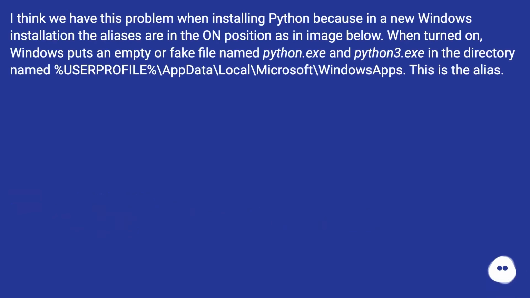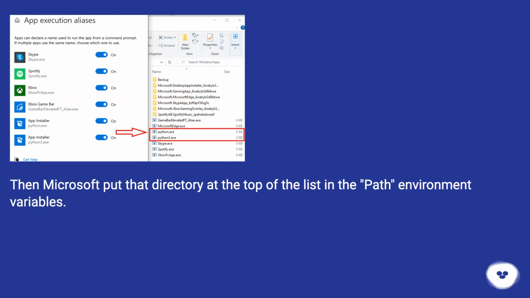I think we have this problem when installing Python because in a new Windows installation the aliases are in the on position as in the image below. When turned on, Windows puts an empty or fake file named python.exe and python3.exe in the directory named %userprofile%\AppData\Local\Microsoft\WindowsApps. This is the alias. Then Microsoft put that directory at the top of the list in the path environment variables.